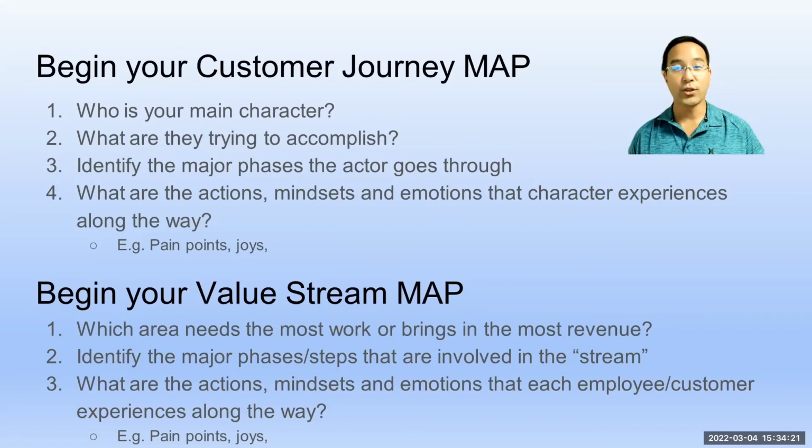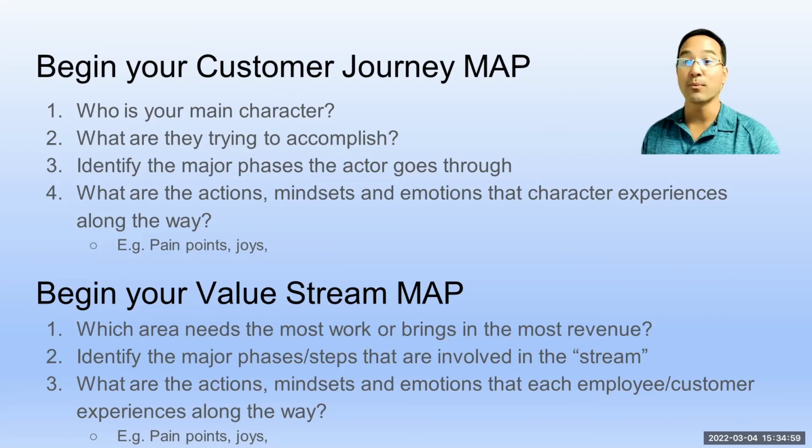So here are the questions you can use as you're doing your home play. If you're doing the customer journey map, who's your main character? What are they trying to accomplish? Identify the major phases the actor or your customer goes through, and what are the actions, mindsets, and emotions that character experiences along the way, their pain points, their joys. If you're doing the value stream map, what areas need the most work or bring in the most revenue? Identify the major phases or steps that are involved in the stream. What are the actions, mindsets, and emotions that each employee or customer experiences along the way?